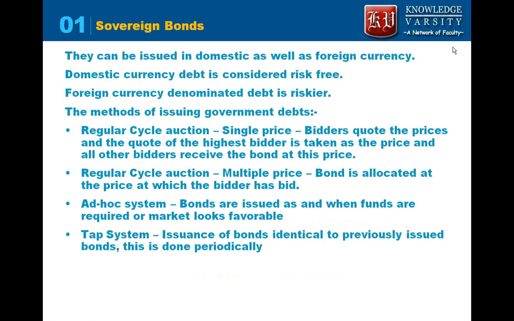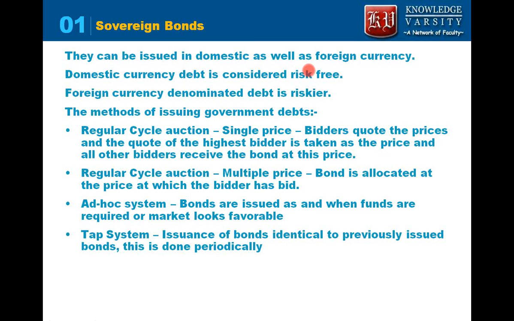Okay, so let's start with the types of bonds that are available. First we'll start with sovereign bonds, which are the bonds issued by the government. The government can issue bonds in domestic as well as foreign currency. So consider the Indian government, it can issue bonds in Indian rupees as well as foreign currency like USD.